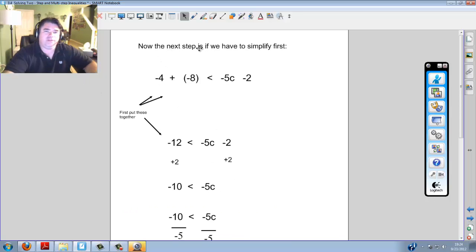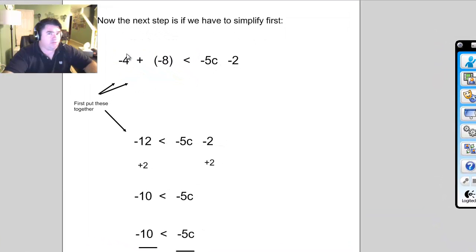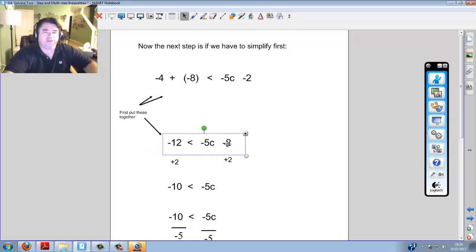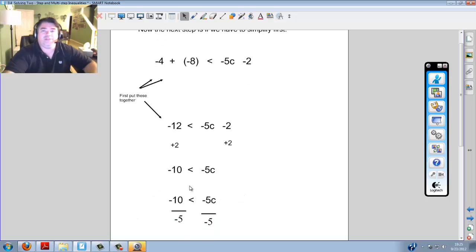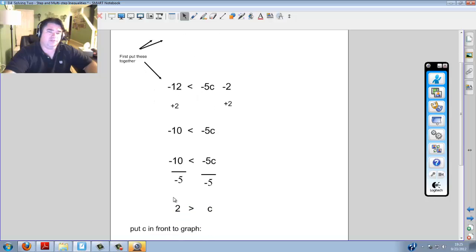Now, the next step is if we have to simplify first. So notice how I have negative 4 and negative 8 on the same side. All you have to do is combine the two to make negative 4 plus negative 8 to make negative 12. Now we redo the whole problem from here. And now, instead of minus 2 plus 2, if we add 2 on one side, we add 2 on the other. So I go ahead and make negative 10 is less than negative 5c. Now instead of times negative 5, we're going to divide by negative 5. Divide negative 5 on one side, divide negative 5 on the other. Notice how these cancel, leaving the c. These cancel to make positive 2, but because we divide by negative, sign switches.